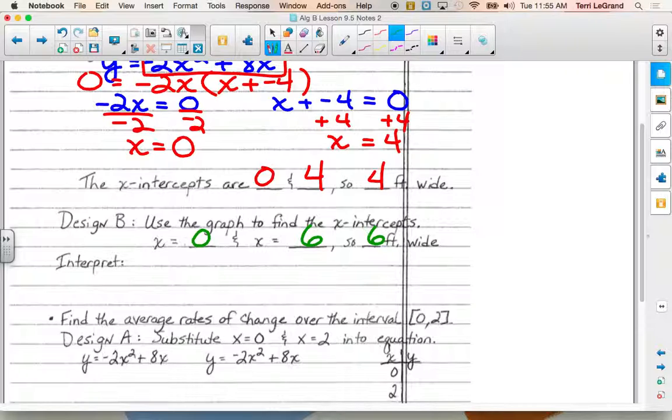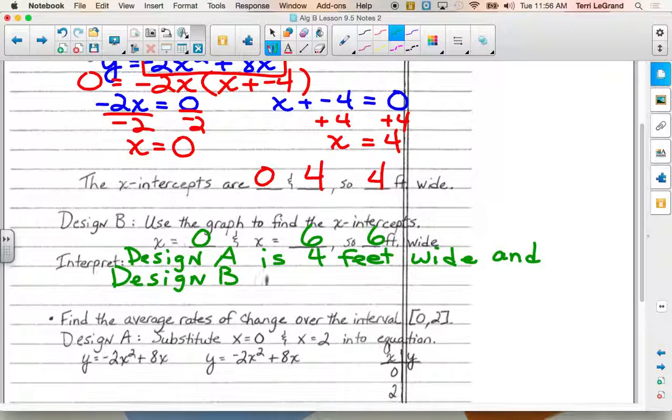Okay, so we gotta make an interpretation here. What are we gonna say? Design A is 4 feet, and design B is 6 feet, therefore there is a 2 foot difference. Okay, so design A is 4 feet wide. Is it okay if I just say design B is bigger than design A, not bigger, but wider, we're gonna use a better word than bigger. Design A is 4 feet wide, I'm gonna continue with Cassidy's here, and design B is 6 feet wide.